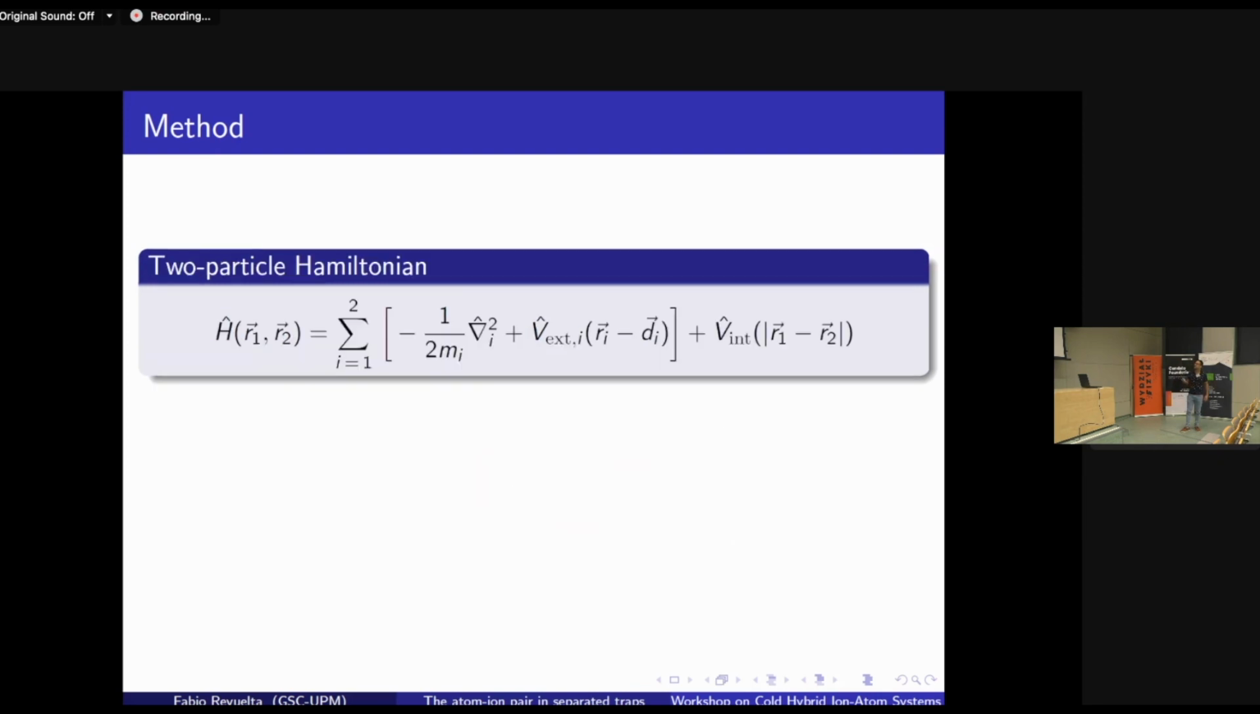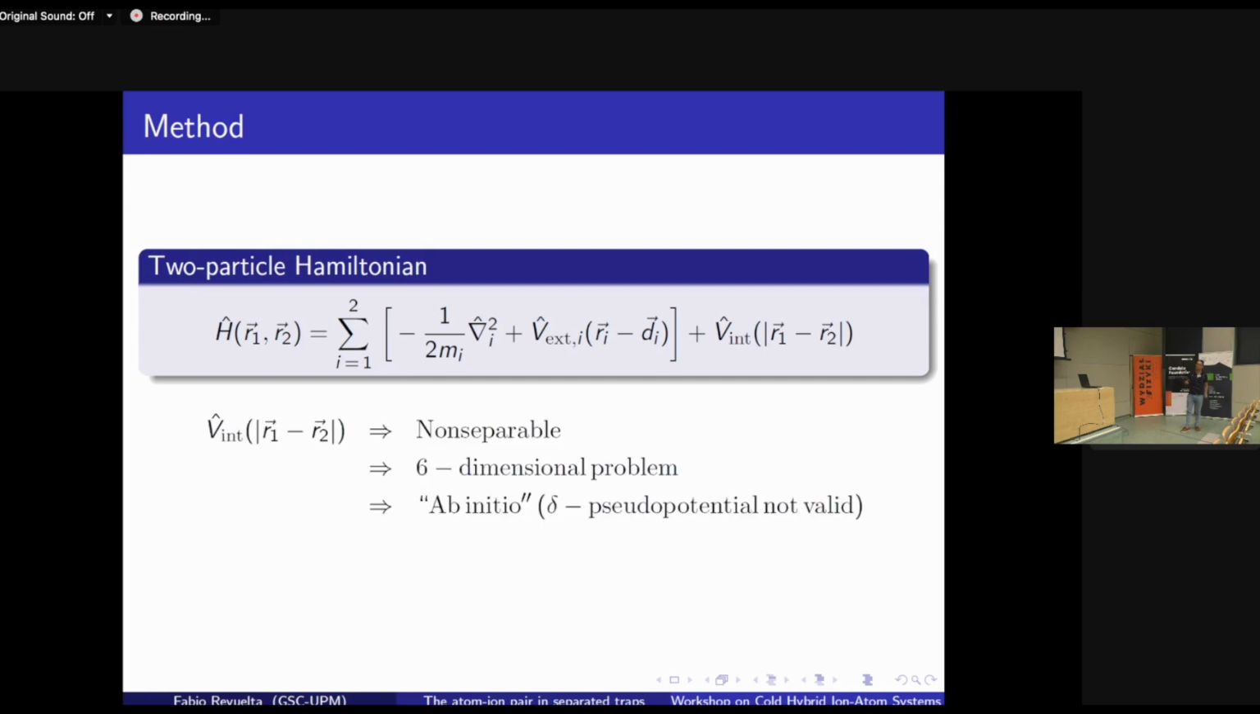Okay, so again, 2 particles. So this is the 2-particle Hamiltonian. We have kinetic energy, then the trapping potentials, namely optical traps, radio frequency, whatever, and then the atom-ion interaction. And again, the problem here is this term that adds a coupling between the positions of the 2 particles. Again, it is a 6-dimensional problem, and we describe this atom-ion interaction using an ab initio potential, right? But in general, if, let's say, we have 2 electrons, we could put a Coulomb potential. If we have any other kind of interaction potential, we can still describe it.